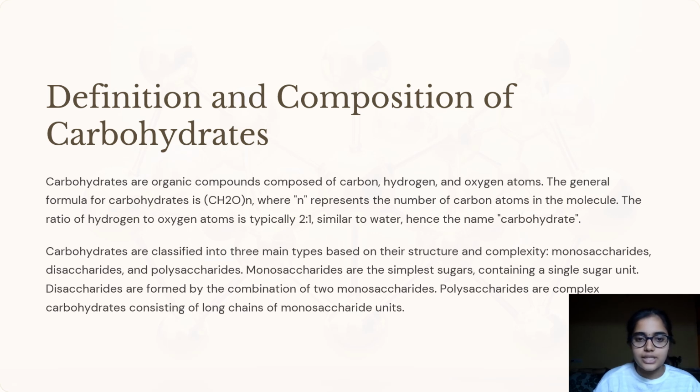Carbohydrates are classified into three main types based on their structure and complexity: monosaccharides, disaccharides, and polysaccharides. Coming to the monosaccharides, these are the simplest sugars containing a single sugar unit. Disaccharides are formed by the combination of two monosaccharides. Polysaccharides are complex carbohydrates consisting of long chains of monosaccharide units.